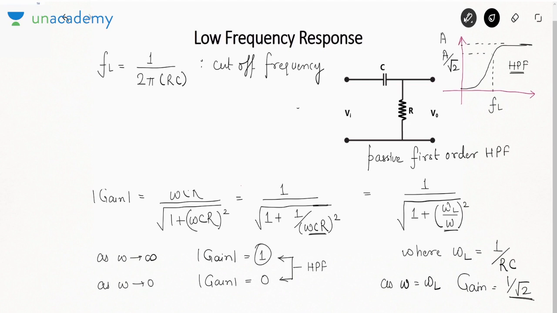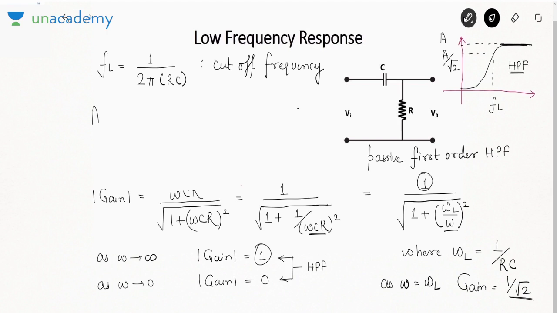Why I have made this derivation is because I am comparing the low frequency response of the amplifier to a high pass filter. Now if I know the cutoff frequency of the high pass filter, in a similar manner I can derive the cutoff frequency of the amplifier. Are you getting my point? If I can derive a similarity between these two, then definitely I can figure out the cutoff frequency of the amplifier. Now see, in the numerator we have maximum gain. The maximum gain in the amplifier is your mid-band gain.